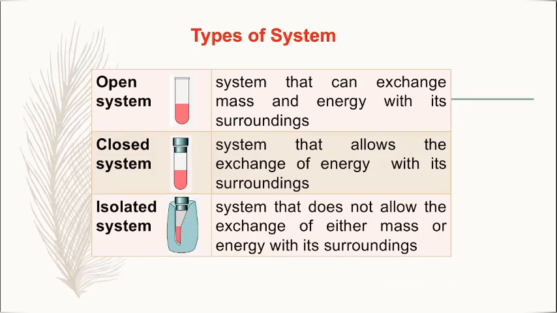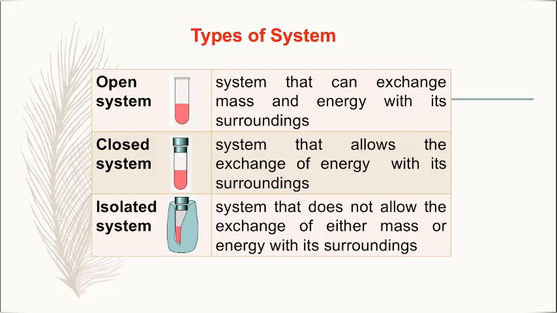In thermochemistry, there are three types of systems. The first one is open system. Open system is a system that can exchange mass and energy with its surroundings. An example of open system is boiling water without a lid. Heat energy changes between the system and the surrounding, and the steam produced from boiling will escape freely to the surrounding, causing the mass to change too.